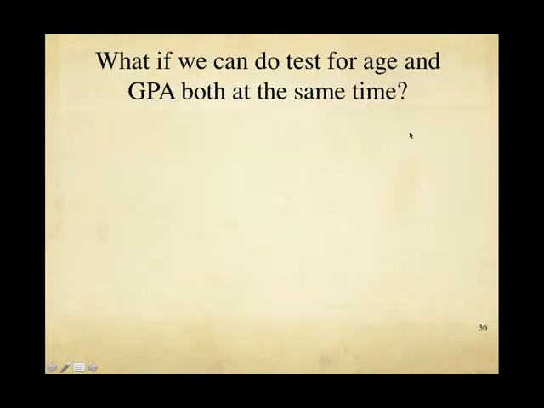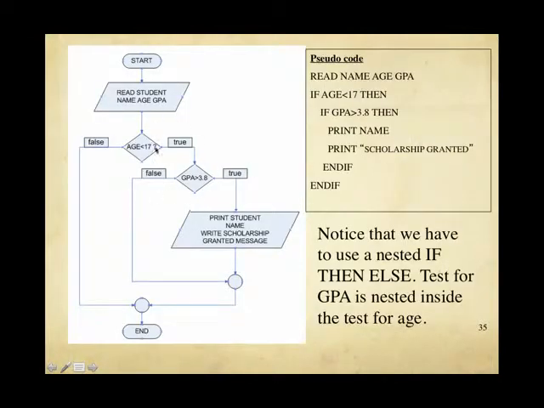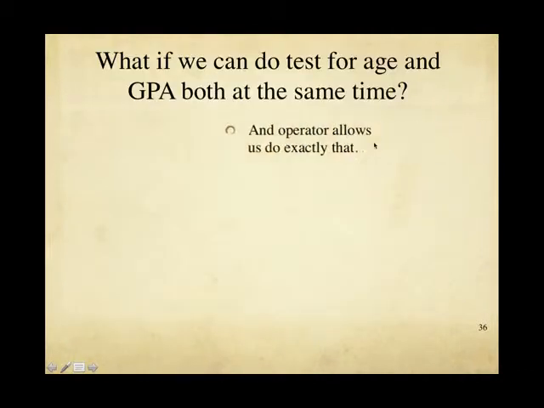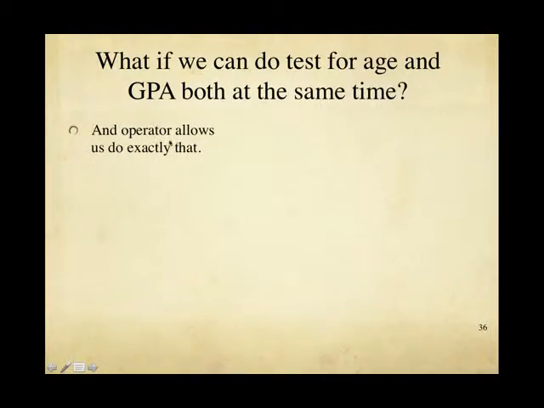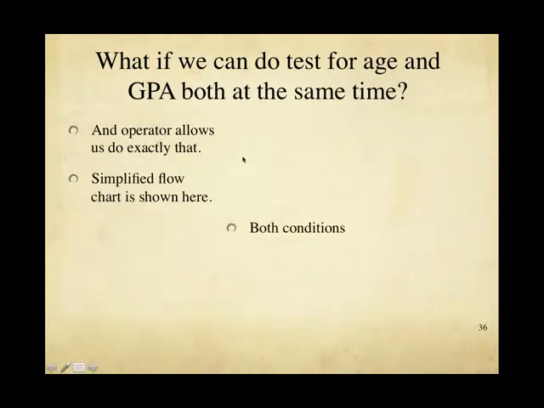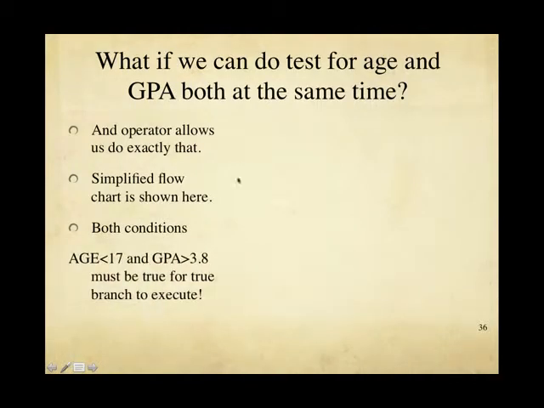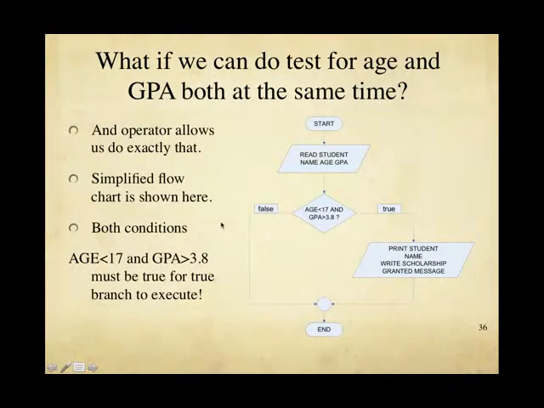But what if we can do test for age and GPA both at the same time. That will certainly avoid nesting this if inside the other one. AND operator allows us to do exactly that. And a simplified flowchart using that AND operator is shown here. Both conditions, age less than 17 and GPA greater than 3.8, must be true for the true branch to execute. And that's my flowchart for that.